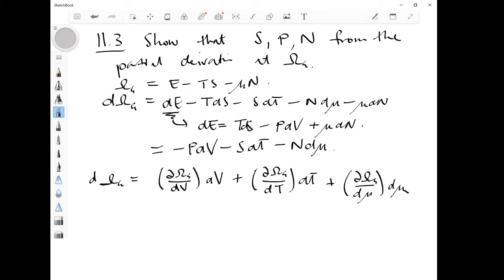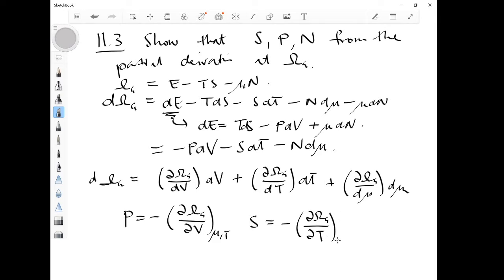And so if we just equate the terms in these two equations, we see that the pressure is equal to minus partial omega g partial v at constant mu and t. The entropy is going to be equal to minus partial omega g partial t at constant v and mu, and the number of particles is going to be equal to minus partial omega g partial mu at constant v and t.